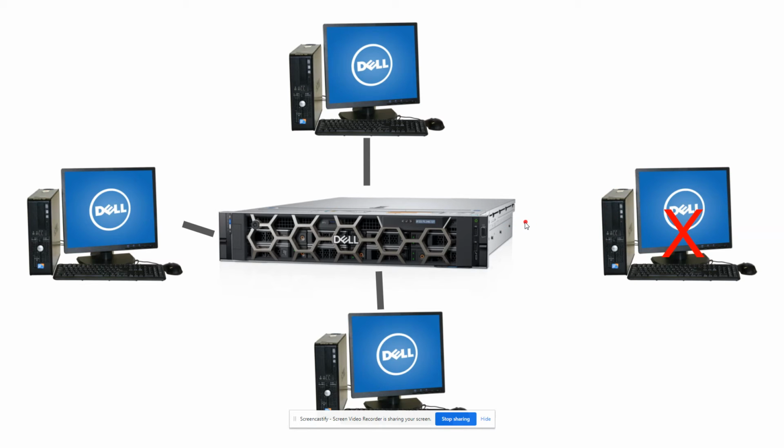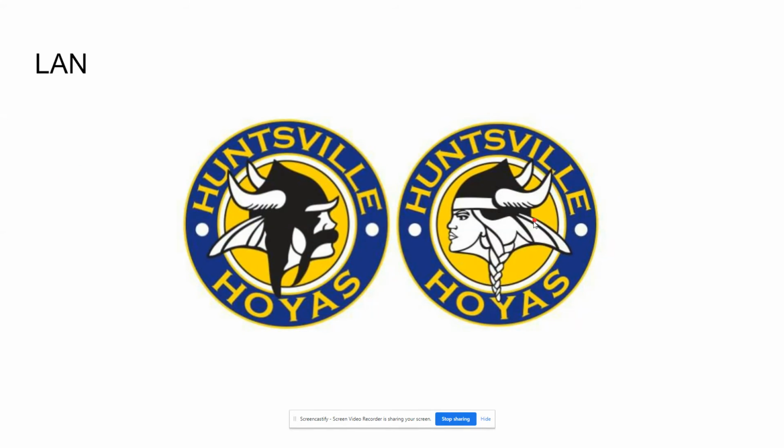Maybe the wire came out from the wall, maybe somebody disconnected it, whatever. But what will happen is the rest of the computers are still going to work because they're connected directly to this. So that's a really key aspect of this, and it helps everybody else keep working even if one computer is down. Now, all of these connections are set up.